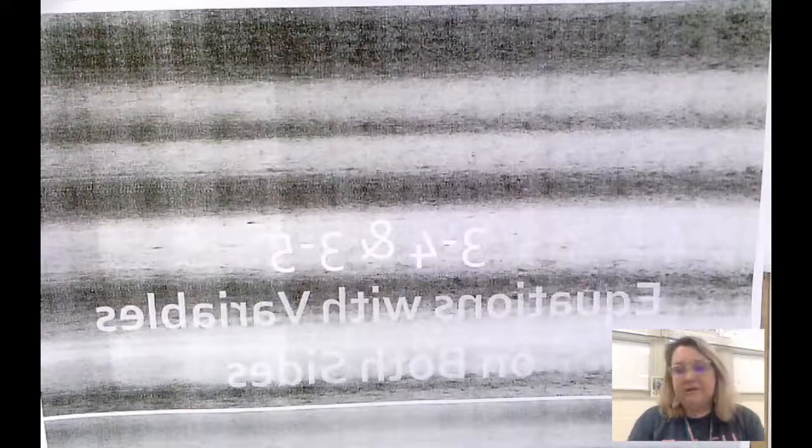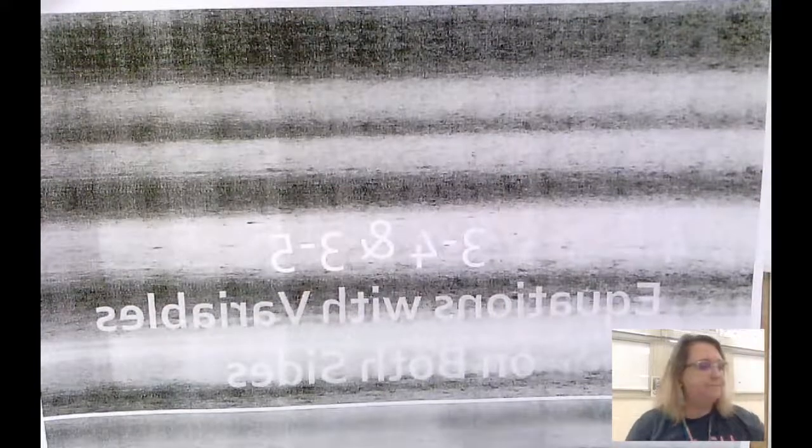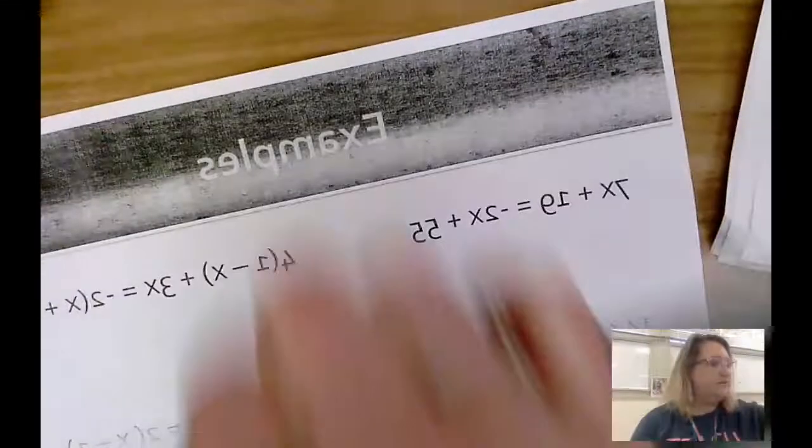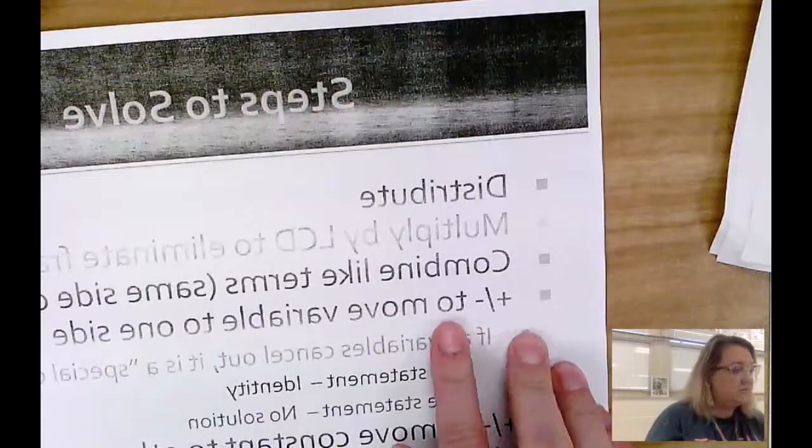Today we are going to be learning how to solve equations with variables on both sides. The steps are very similar to solving equations. So if we look at our steps, our first step is to distribute. That's exactly the same as our last one. Our next step is to eliminate fractions by multiplying by our least common denominator. Again, same as beforehand. We are going to combine like terms on the same side of the equal sign. Same step. This is where things get a little bit different. We are going to add or subtract to move the variable to one side.